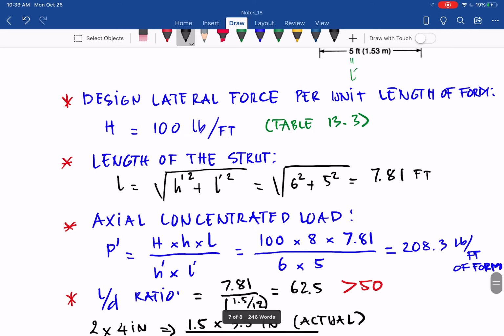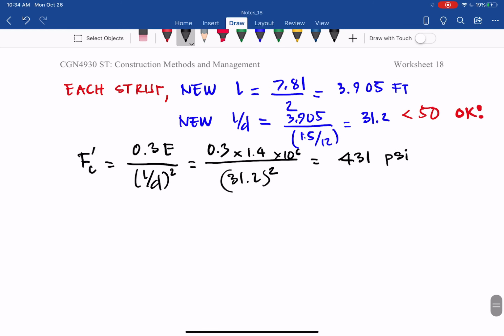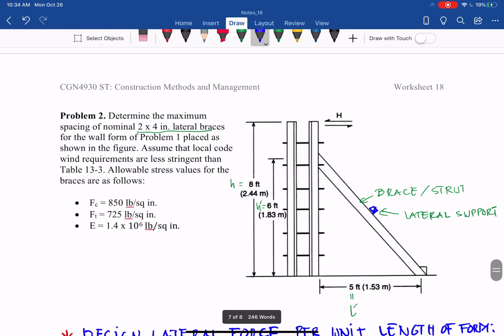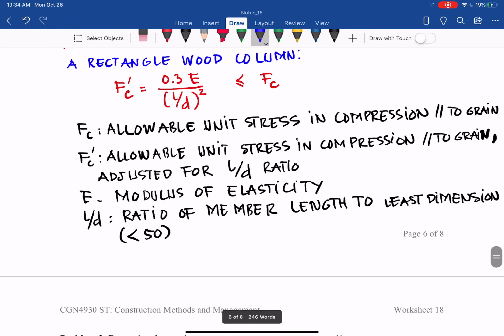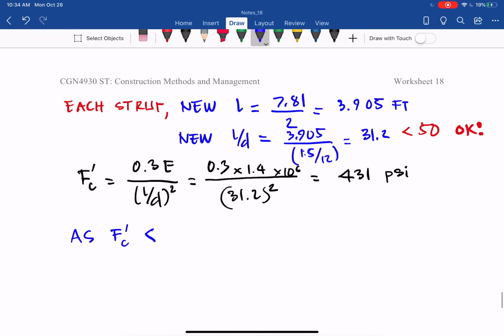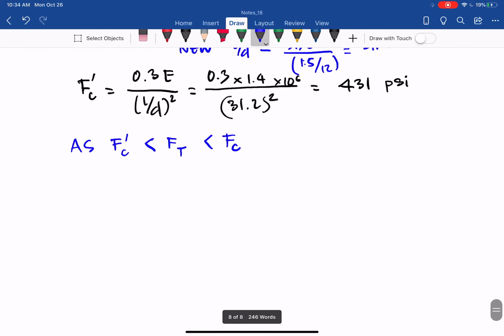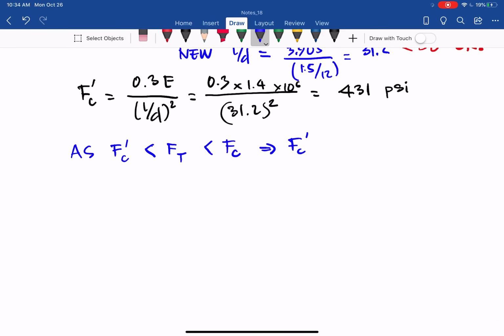So when we compare, what they gave us is FC 850 pounds per square inch. That is the allowable stress in compression, and the allowable stress in tension is 725 pounds per square inch. And FC apostrophe, the allowable stress that considers compression, adjusted for the L over D ratio, meaning it considers buckling, is 431 psi. It's less than FT 725 given, less than FC 850 psi given. So you can see that buckling governs, so FC apostrophe governs.